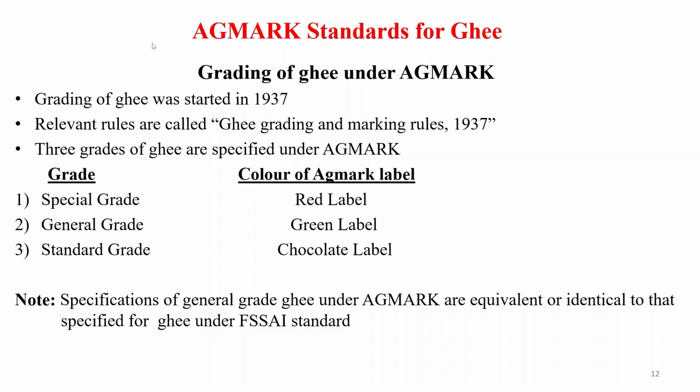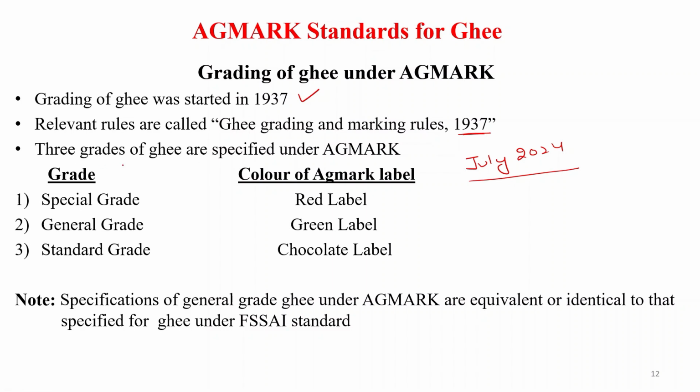Now as I have already told, grading of ghee under AGMARK was started in 1937. The relevant rules were then called the Ghee Grading and Marking Rules 1937, and recently these rules have been revised in July 2024, and so they are now called the General Ghee Grading and Marking Rules 2024, that we will cover today.